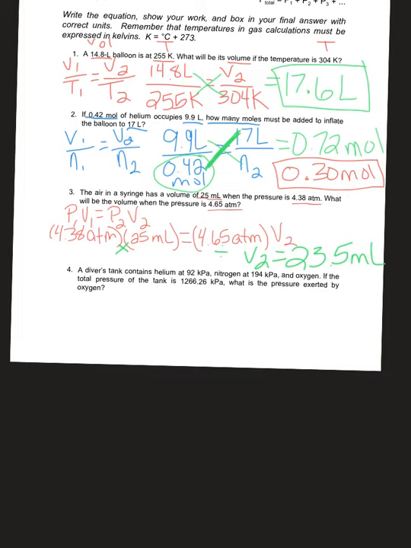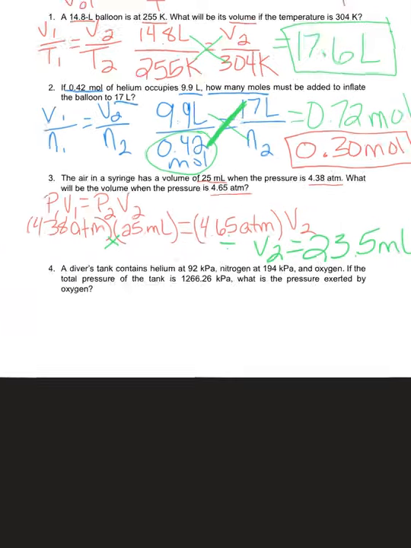So let's look at the last one. A diver's tank contains helium at 92 kilopascals, nitrogen at 194 kilopascals, and oxygen. If the total pressure of the tank is 1,266.26 kilopascals, what is the pressure exerted by oxygen? So this problem just gives us one single thing to work with.